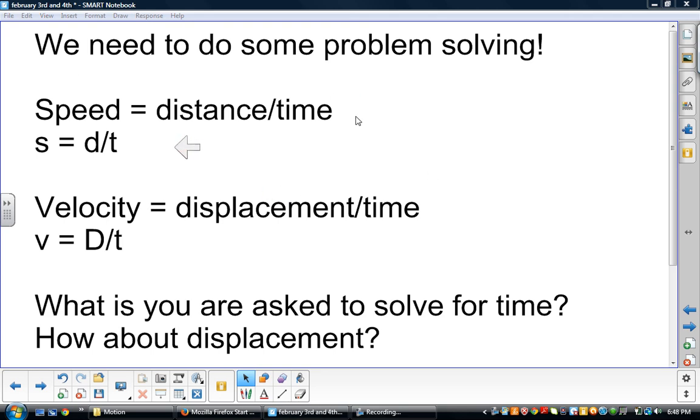Speed is distance divided by time, and that is how we write the formula with the abbreviations. Velocity is displacement versus time, and that is how we write the equation. Sometimes you're going to have problems that say, what's the speed of blah blah blah, or what's the velocity of blah blah blah. But sometimes you're also going to be asked to solve for how long it took an object to do something, or what the distance it traveled was, or what its displacement was. And we will do part 3 to cover that material. So write these things down, pause, write these things down, and then we'll move on to part 3.